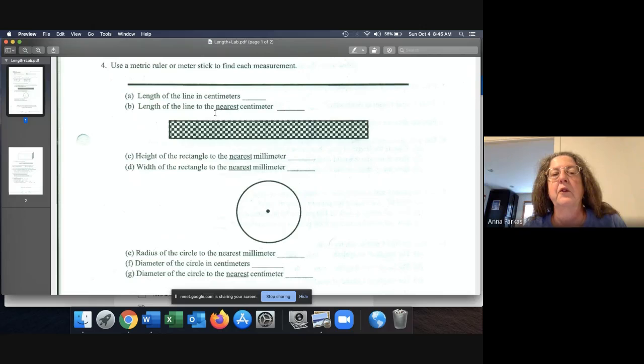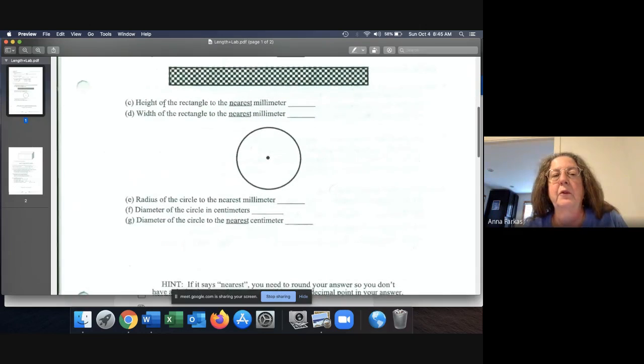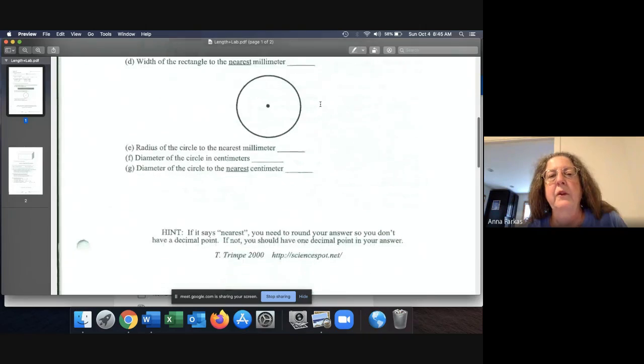So that's the number you'll write here is exactly what you measure. And here it wants you to round to the nearest centimeter. So remember, 1 to 4, you round down. 5 and up, you round up. Okay? Now, here is a rectangle, and it asks you to measure the height, again, nearest millimeter, so round. So the height is this way, and the width is this way. So look at it for a minute. Clearly, the width is going to be a bigger number than the height, so that way you know if you've done it right.